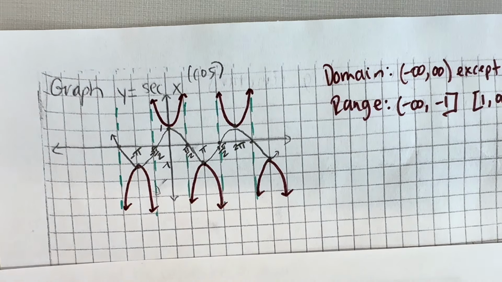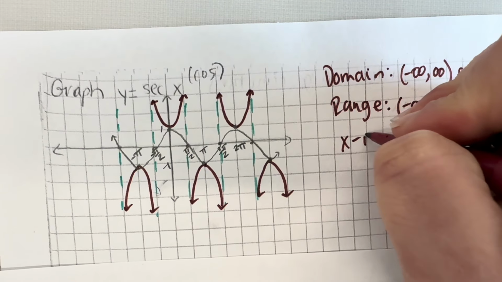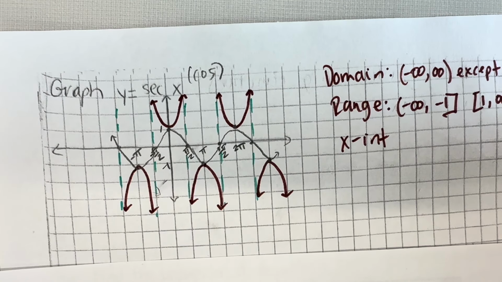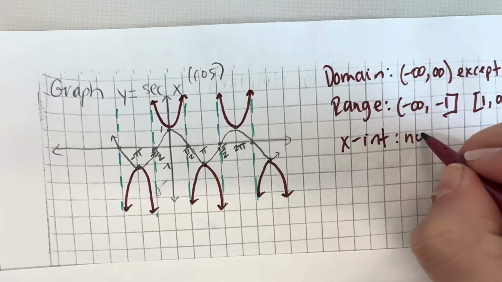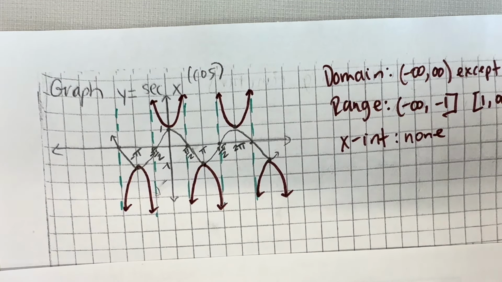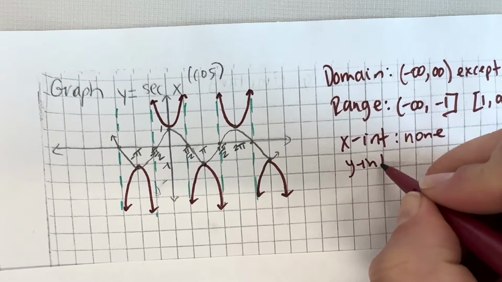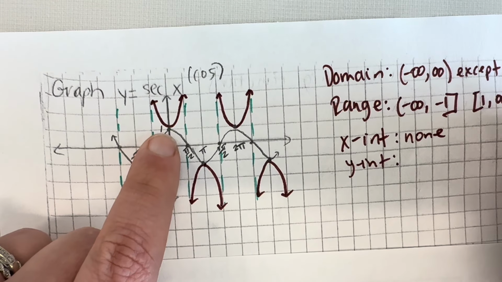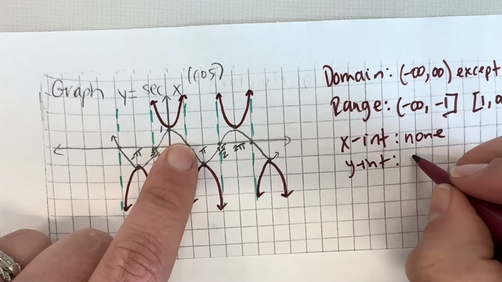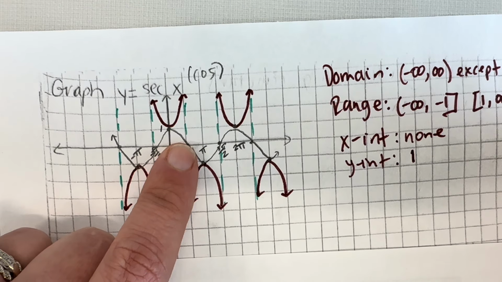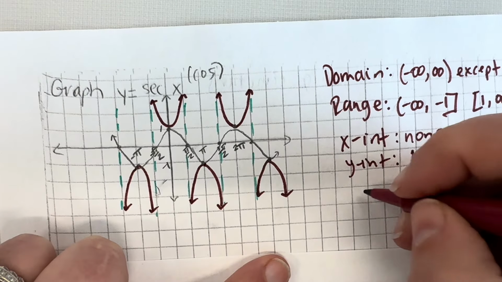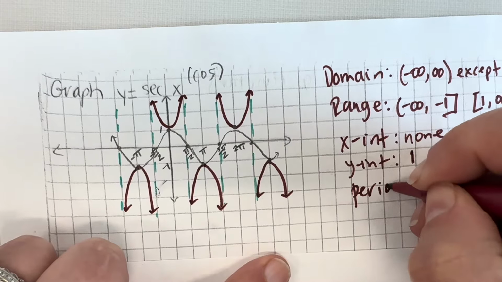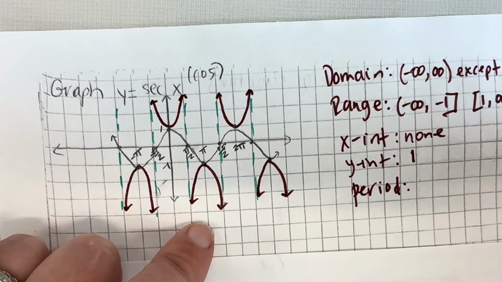Next, we're going to take a look at my x-intercept. Does this ever cross the x-axis? Looks like no. My y-intercept, does it cross the y-axis? Oh, it does cross the y-axis up here at 1. Okay. Same thing with those max and the mins. It doesn't really happen. They have localized ones.